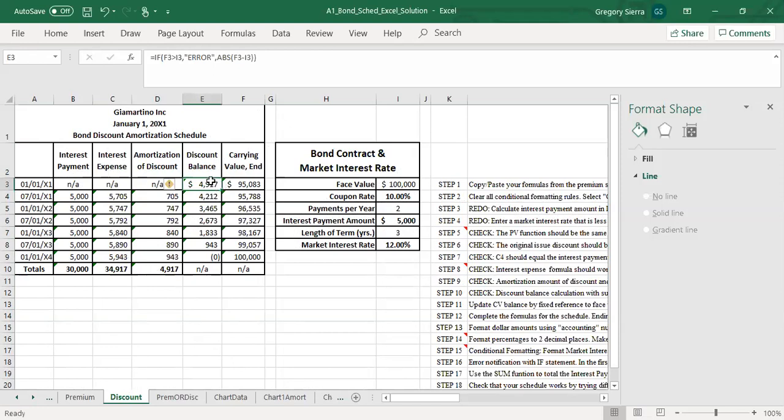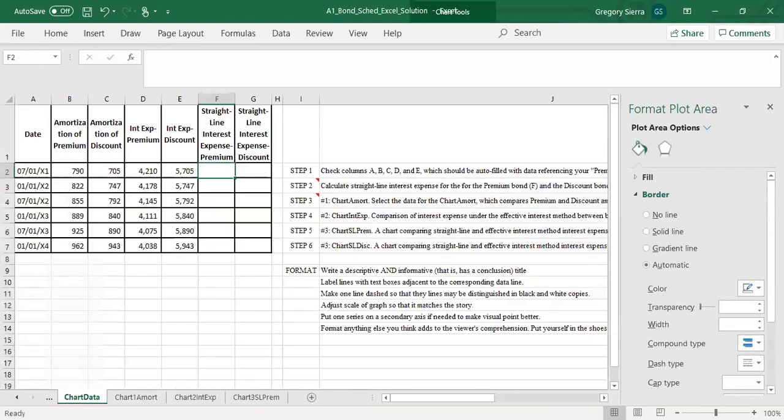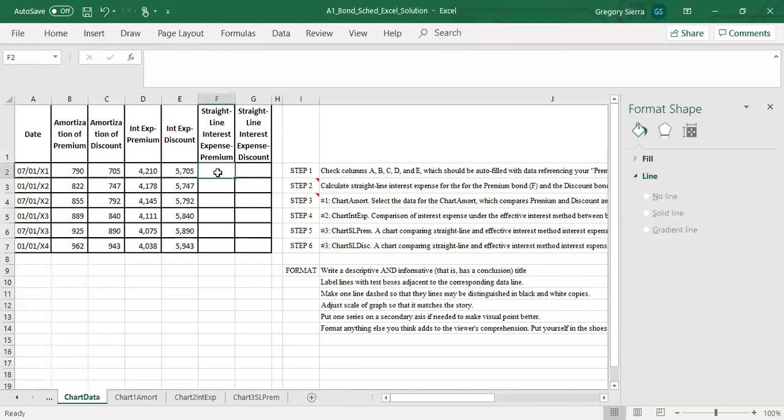But you could straight line it. You should assume, unless told otherwise, that it's effective interest method. That's the preferred method. But for some problems, you are going to use the straight line, frankly, because it's just faster and easier to do. Effective interest method takes longer. Okay, so we go to our chart data.